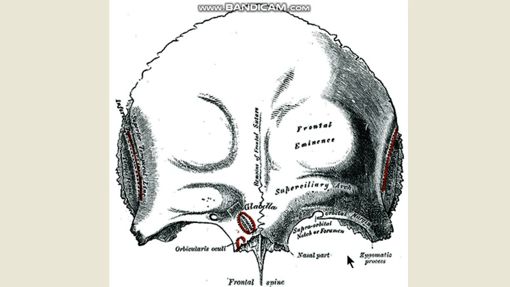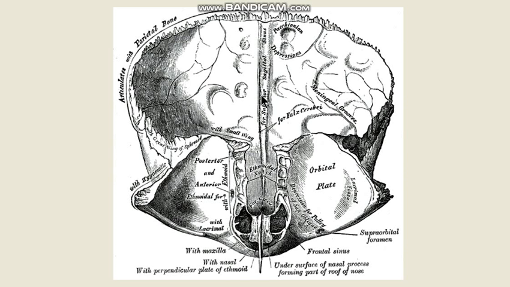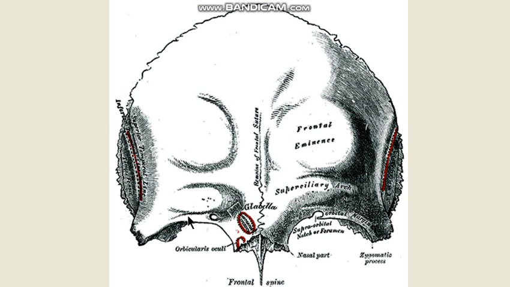Hello everyone, and here we are back again to part 2 of the frontal bone. So we have already discussed the squamous part of the frontal bone, its external surface and its internal surface, and now we are back to the orbital parts and the ethmoidal notch and the nasal notch of the frontal bone.